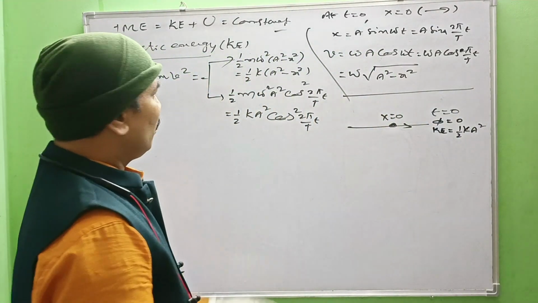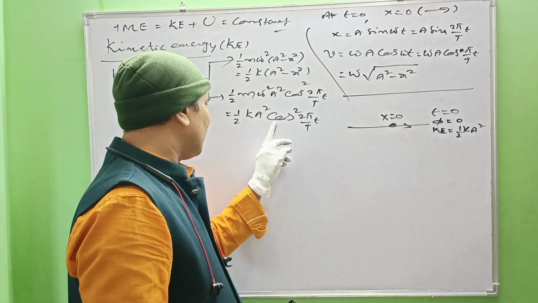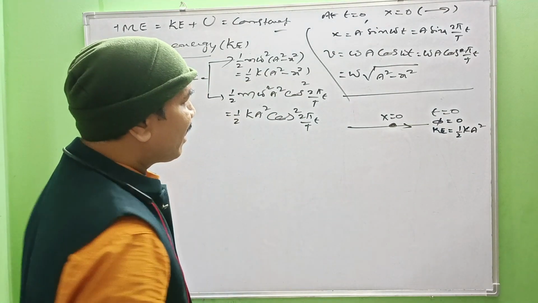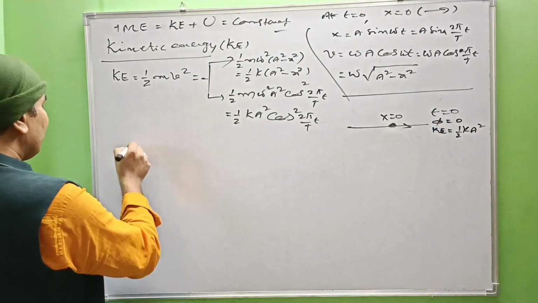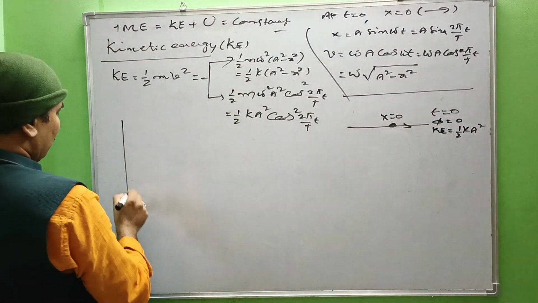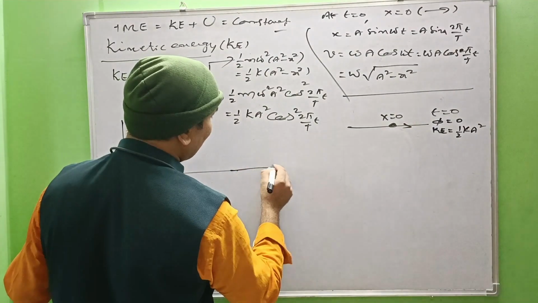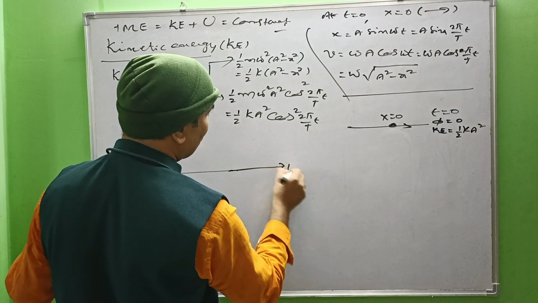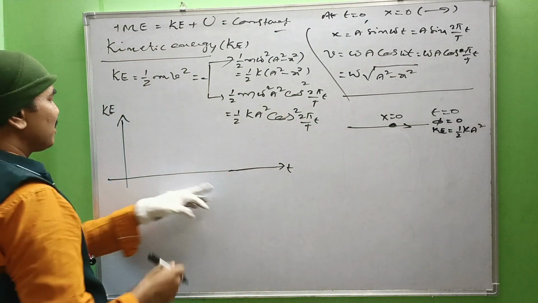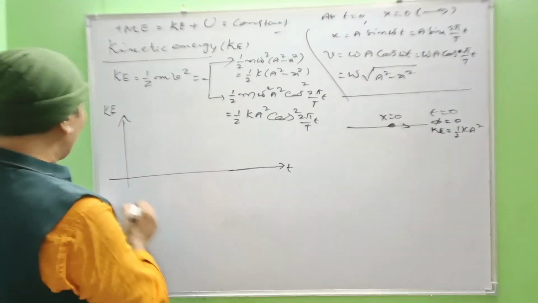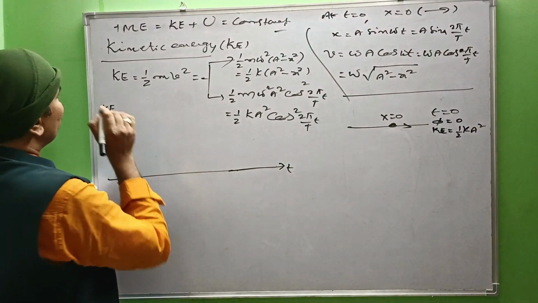Maximum, why? Because the cos square value is 1, in the sense maximum. That is 1 into half k A square. Maximum kinetic energy at mean position. Right? If I take the variation like this, this is time versus kinetic energy. At t equal to 0, what is the value of kinetic energy? Maximum. So this is the maximum value.